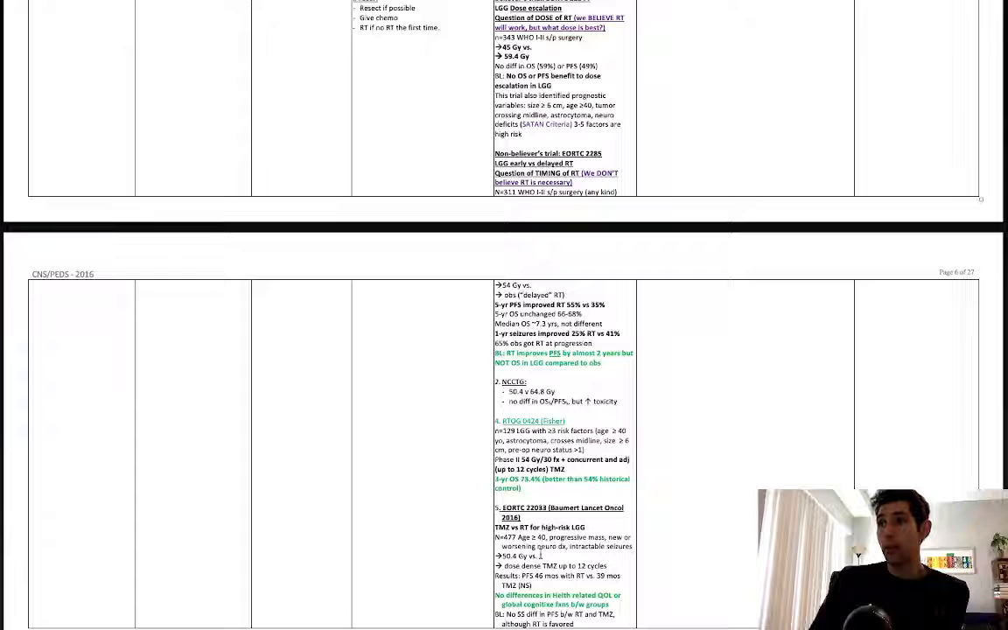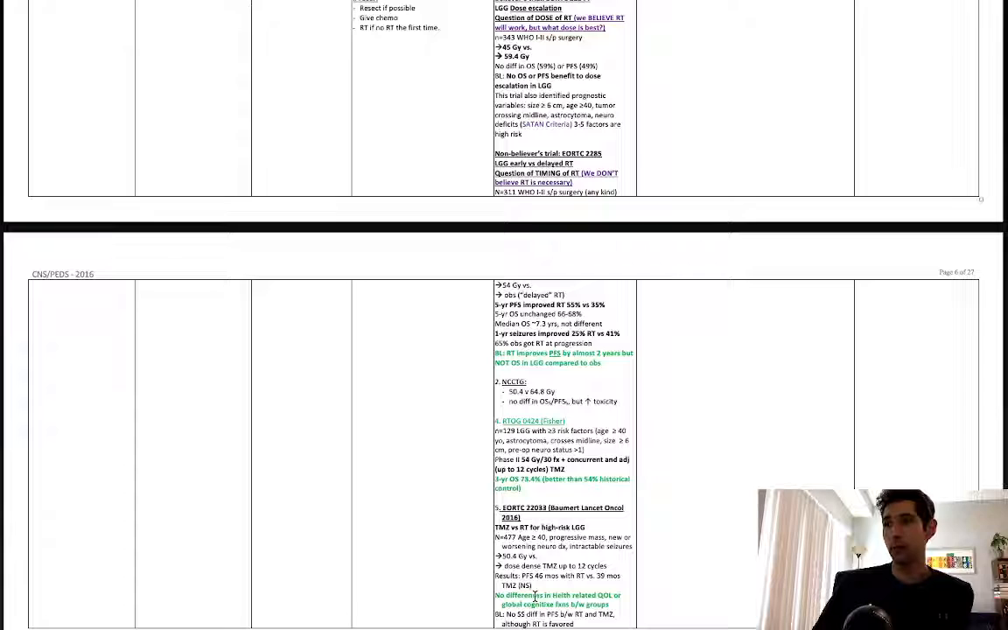EORTC 22033, Baumert, TMZ versus radiation for high-risk low-grade gliomas. So these are about 500 patients that are old, greater than or equal to 40. They had a progressive mass, new or worsening neurodeficits, intractable seizures. They got 50.4 gray versus dose-dense temozolomide up to 12 cycles.